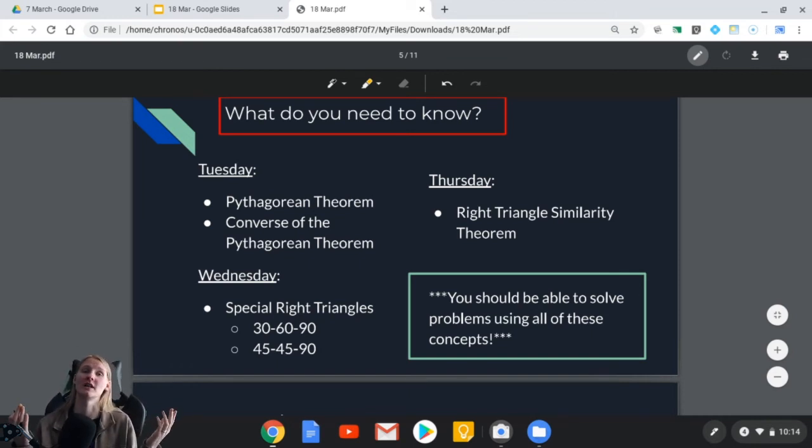If you need a refresher on any of these things, there are slides on the Google Classroom for you to do that. And who knows, I'm going to be cooped up here for 6 weeks, so maybe I'll just record videos of every single PowerPoint from this year, so that you can go back and look at anything that you want to. You should be able to solve problems using all of these concepts, if you truly learned what we were supposed to. And on the quiz, there will be all of these concepts.